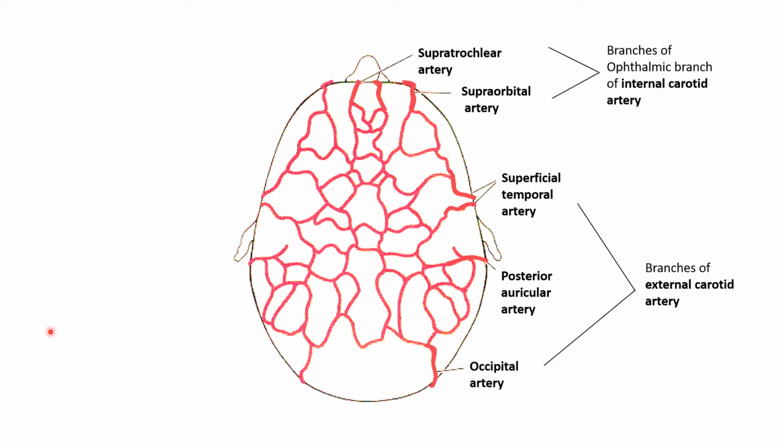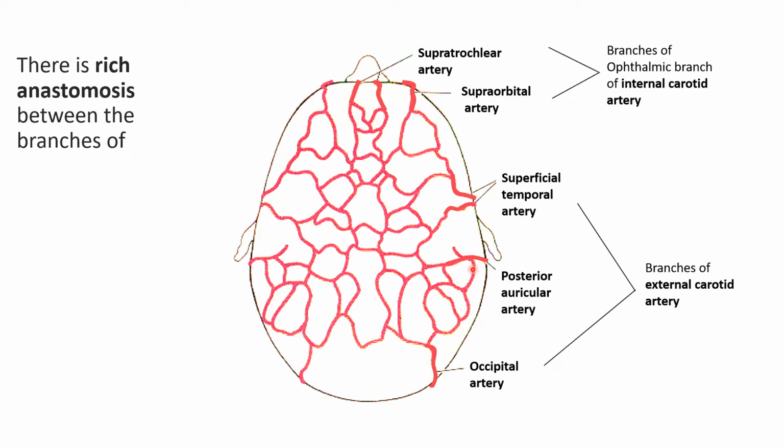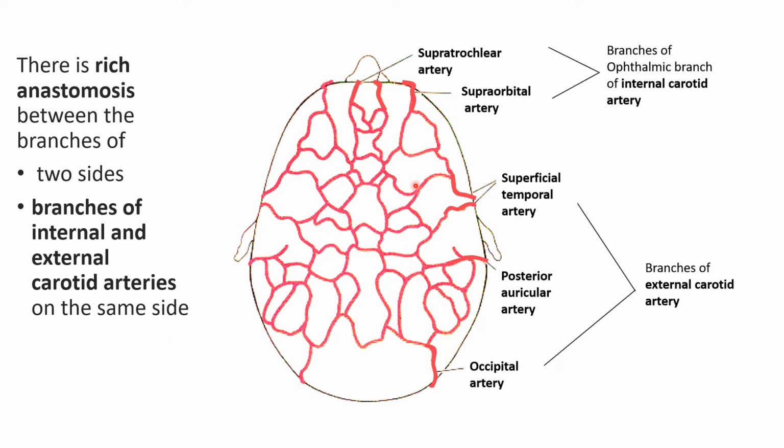If you look at this, there is a very rich anastomosis between the branches of the two sides, right? They are also anastomosing, and there is also anastomosis between the branches of the external carotid artery and internal carotid artery on the same side also. So the scalp is one of those sites where you have anastomosis between the branches of the internal carotid artery and external carotid artery. We will now look at the nerve supply.